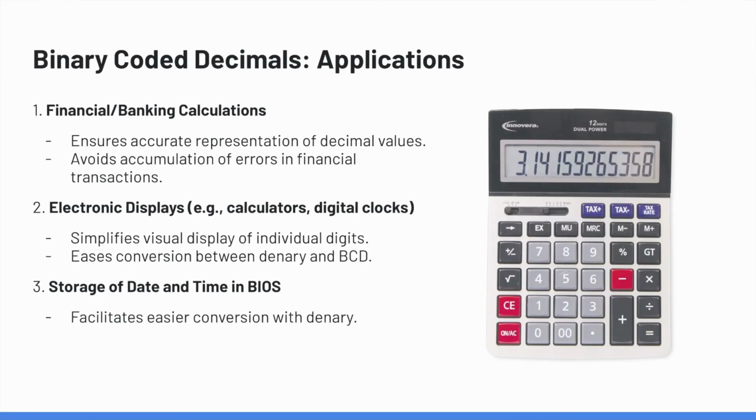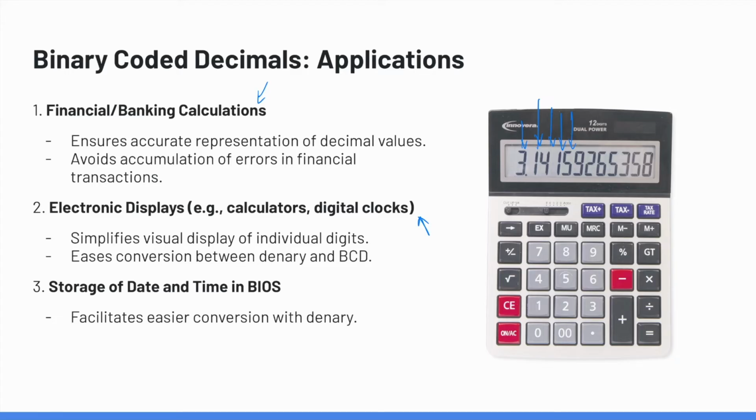So maybe I said earlier I don't really know what the applications are, but it turns out that there are some applications, even though I didn't know what they were. So first can be in financial and banking calculations. We can often use these to give an accurate representation of decimal values in a more precise way. Electronic displays. So for example, if we were displaying something on a regular calculator, perhaps each one of the digits that are represented here would be equivalent to a single decimal, and that decimal value would be represented by a single binary value.